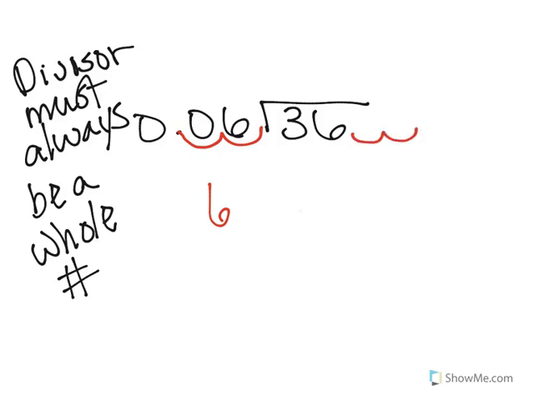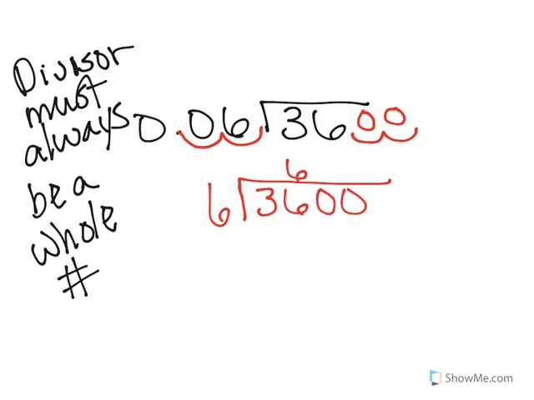And what am I going to put in the empty spots? So this problem technically now becomes 3,600 divided by 6. And I can divide and get 600. And that would be my quotient, my answer, 600.